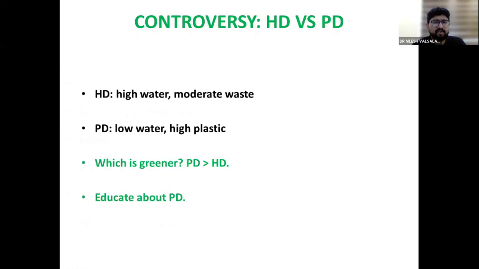To speak about the controversy of HD versus PD: with HD, the usage of water is very, very high, but the wastage is moderate as compared to peritoneal dialysis, which has low water intake but high plastic wastage. But overall, in the long run, peritoneal dialysis will be much greener compared to hemodialysis. Educating the patient about peritoneal dialysis is important wherever feasible. Whichever patient can consider it should be considered. As we know, in certain populations, like patients with cardiac issues or heart failure, peritoneal dialysis is far superior to hemodialysis, and in the elderly population it can be considered if things are feasible for PD.